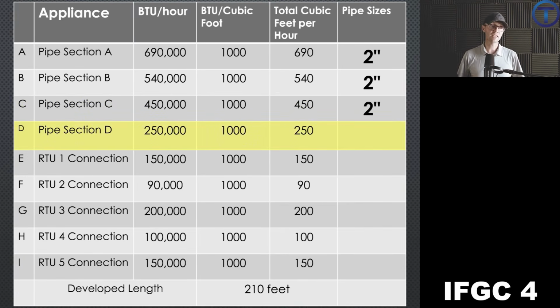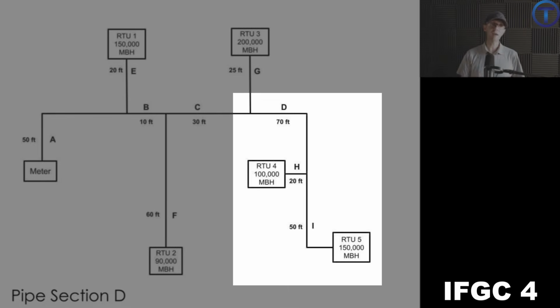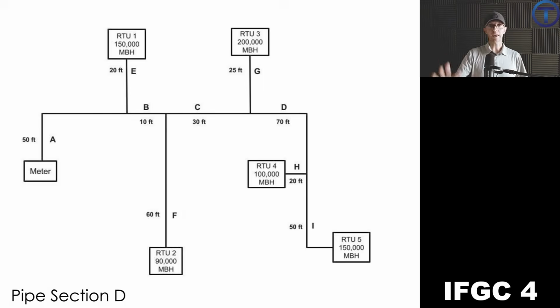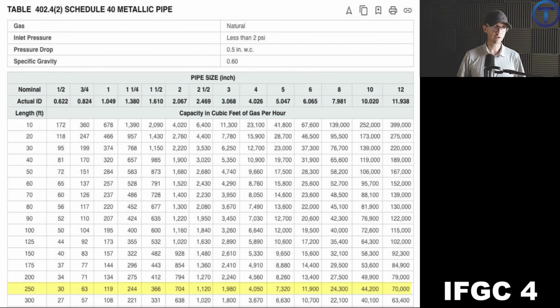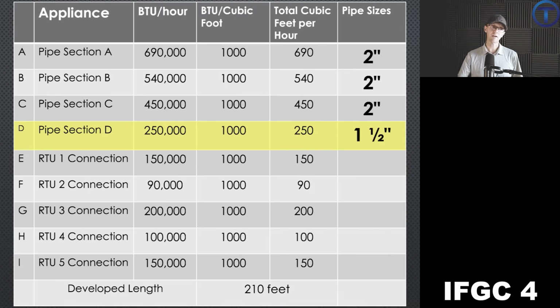Let's go on to section D. Section D now has 250 cubic feet per hour. All it's carrying is rooftop unit 4 and rooftop unit 5. So it's 250 cubic feet per hour. As we take it across on our line 250 for our developed length, it's more than 119. It's more than 244, but it is less than 366. So we can stay in this column, go up to the top, and we find that we now have 1.5-inch pipe for section D. We'll put that on our table. Section D is 1.5-inch pipe.